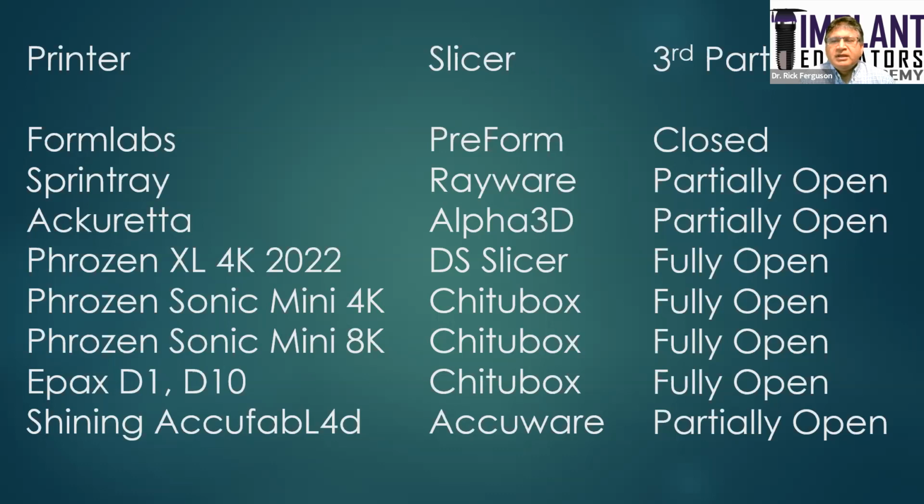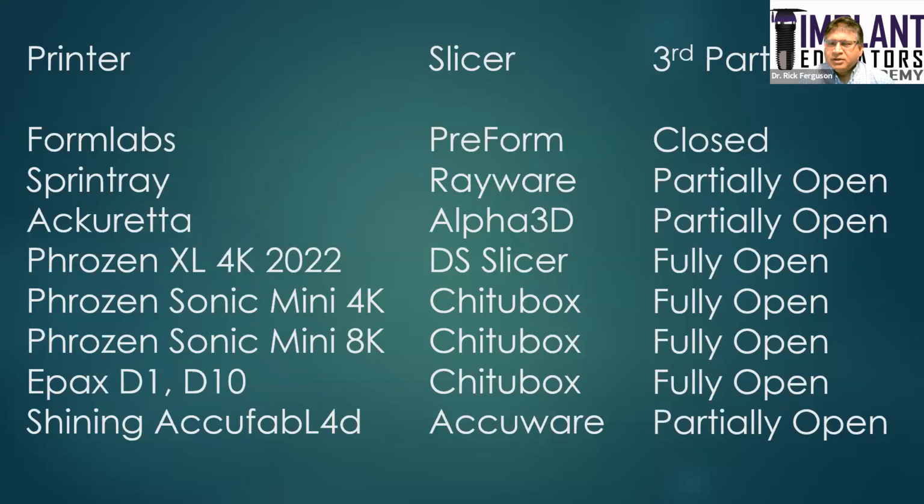The SprintRay is partially open in that SprintRay will validate third-party resins. And of course, they have their own resins as well. And their slicer is called Rayware. Now, they are going to a cloud format for doing the slicing, which holds a lot of promise because, you know, if you're tired of constant software updates, which we get all the time, we get those from BlueSkyPlan also. But it seems like with these slicer softwares, they're constantly being updated. So I think SprintRay is moving to a cloud-based slicing platform.